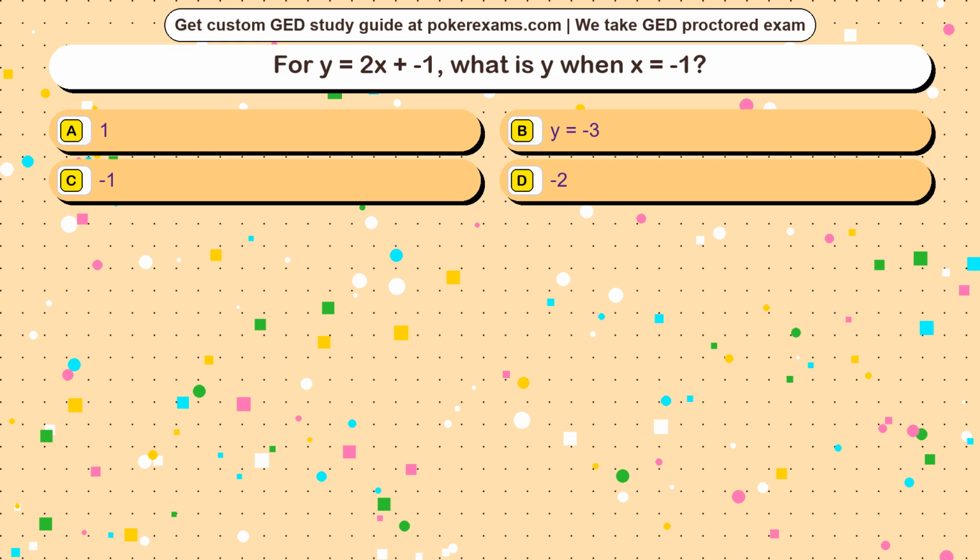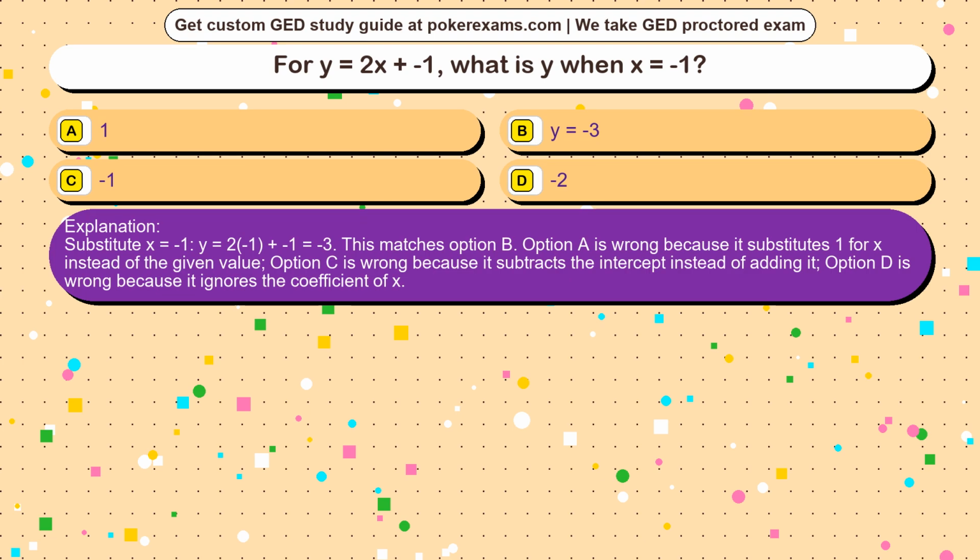The correct answer is option. Substitute x equals -1, y equals 2(-1) + (-1) equals -3. This matches option B. Option A is wrong because it substitutes 1 for x instead of the given value. Option C is wrong because it subtracts the intercept instead of adding it. Option D is wrong because it ignores the coefficient of x.